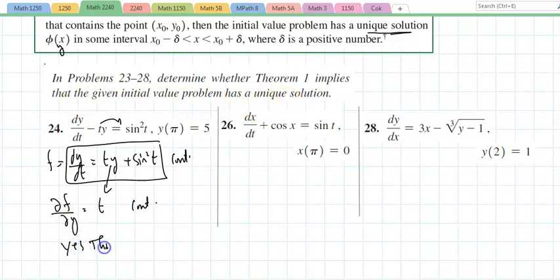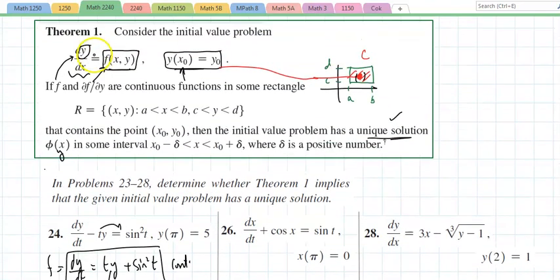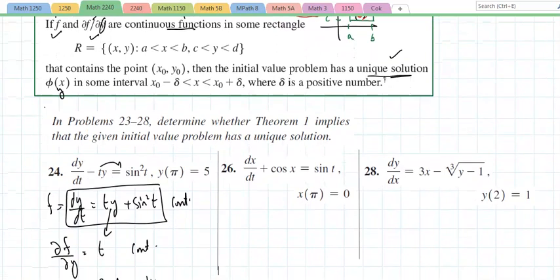Yes, theorem 1 applies. So all that theorem 1 says is, if you take the actual given derivative and take the partial of that with respect to the dependent variable, if both of those, that derivative and the partial, are continuous on some interval, including this initial condition, then you do have a unique solution.